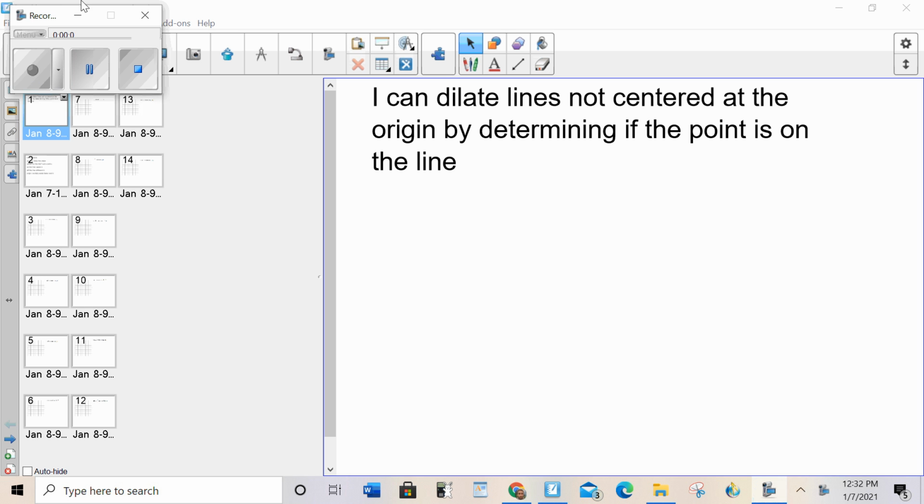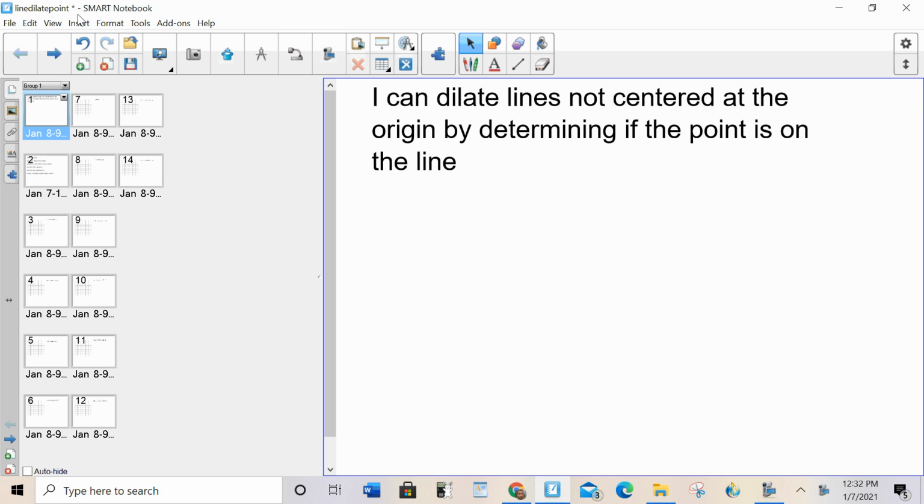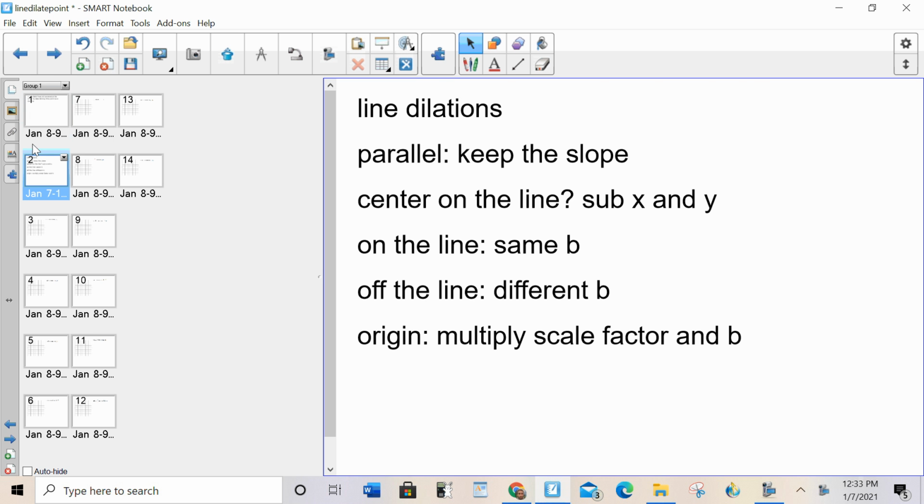Hello everybody! Today I can dilate lines not centered at the origin by determining if the point is on the line. This is the second lesson in line dilations. We have our song, which I'm going to play shortly. Line dilations, parallel, keep the slope. So when you're doing a line dilation, it's always parallel. Whenever I dilate a line, it's always parallel, which means the slope is always the same.